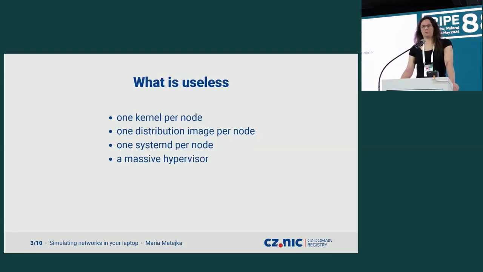And what is useless for me is full-blown emulation. I don't need a kernel for every single node I am checking OSPF on. I don't need even a distribution image. I don't need a full-blown Debian. I don't need even an Alpine. I don't need systemd. I don't need anything. I just need my laptop.